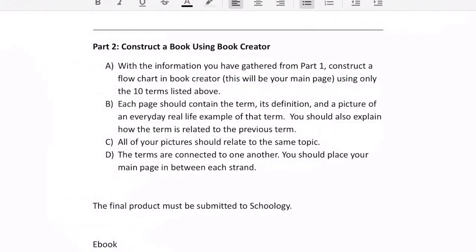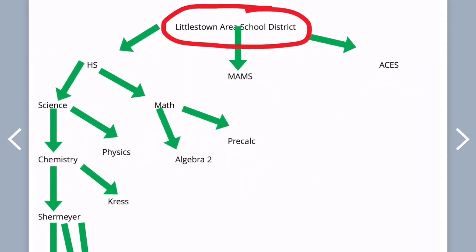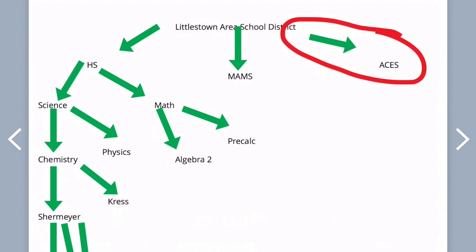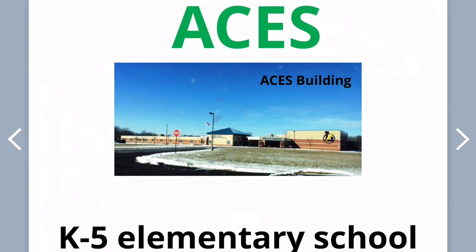So what do we mean by strand? Well, if you go back to your flowchart, you see how Littlestown Area School District is divided into 3 different strands. We have the high school strand, the middle school strand, and the elementary school strand. In between each strand, I want to see this flowchart. So, again, starting at the top, we have Littlestown Area School District. Now we're changing strands, so I want my flowchart again. Now I'm going back to ACEs. What is ACEs? Well, there's the term ACEs, there's the definition, and then there's the building.